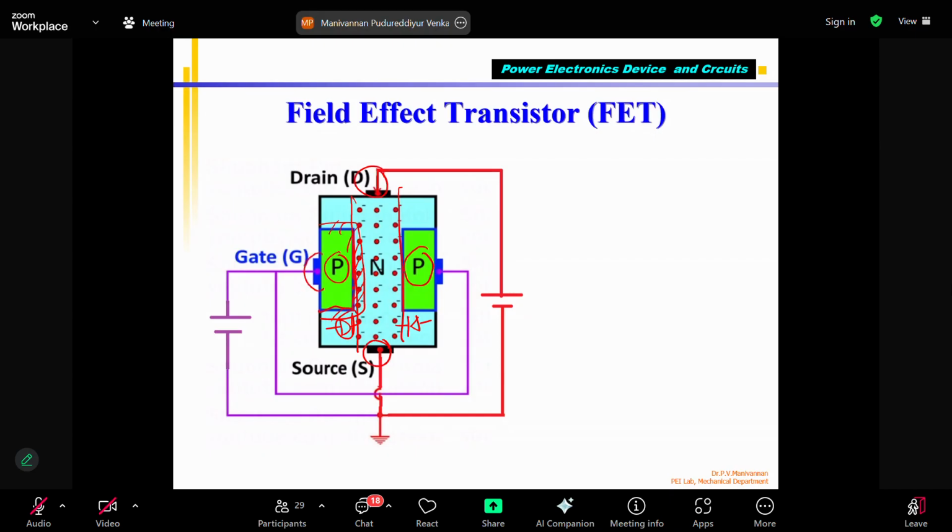Gate is connected to P-type material. Gate voltage VGS is given to the P-type material, minus and plus, and then VDS is plus and minus. IDS current is flowing. This is the output and the input is VGS. The input is varied, so IDS varies. Correct? That's how the JFET amplifier works.